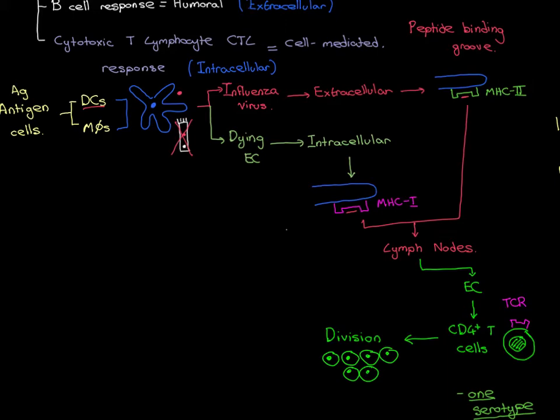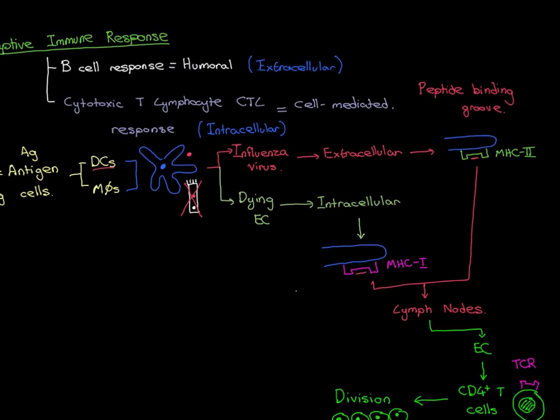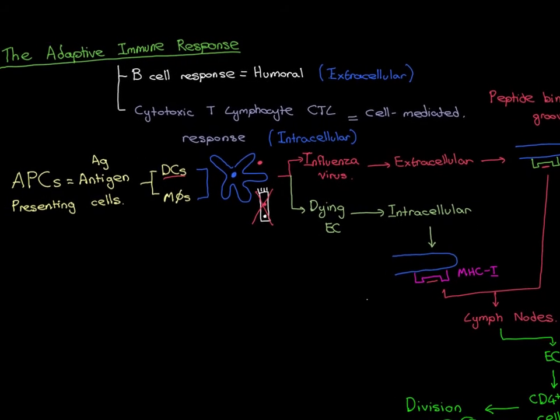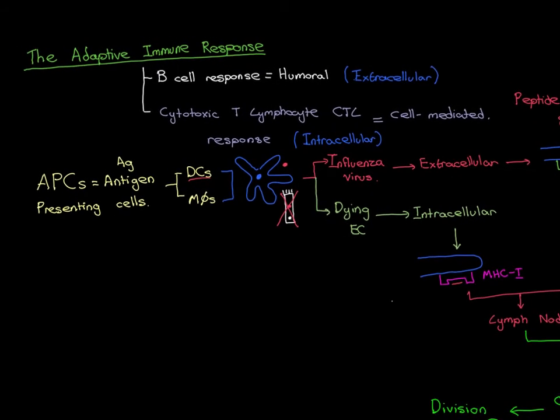So, the big picture is that we're going to initiate two different types of adaptive immune response to influenza viruses. We're going to initiate a B-cell response, which is a humoral adaptive immune response, and that's a response to the extracellular influenza viruses. And we're going to initiate a cytotoxic T lymphocyte response, which is an example of a cell-mediated response, and that's a response to the intracellular influenza viruses.